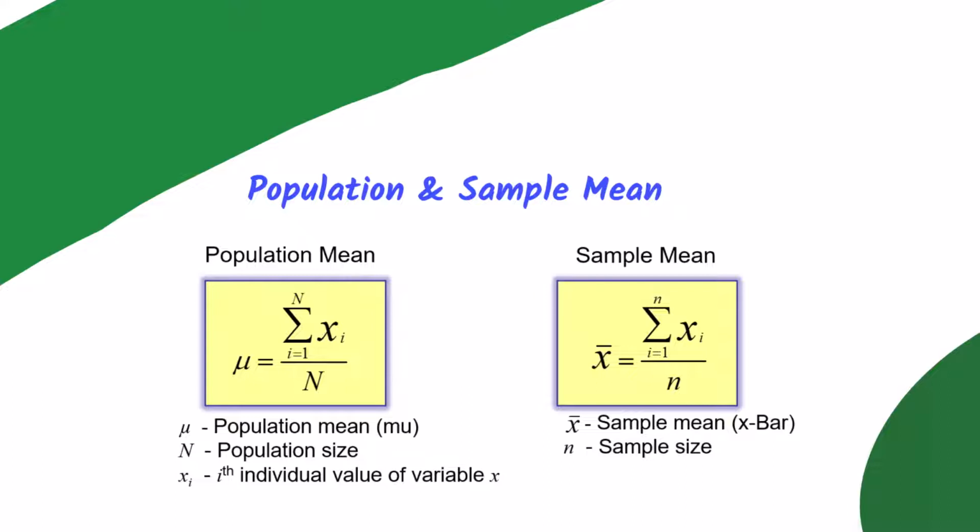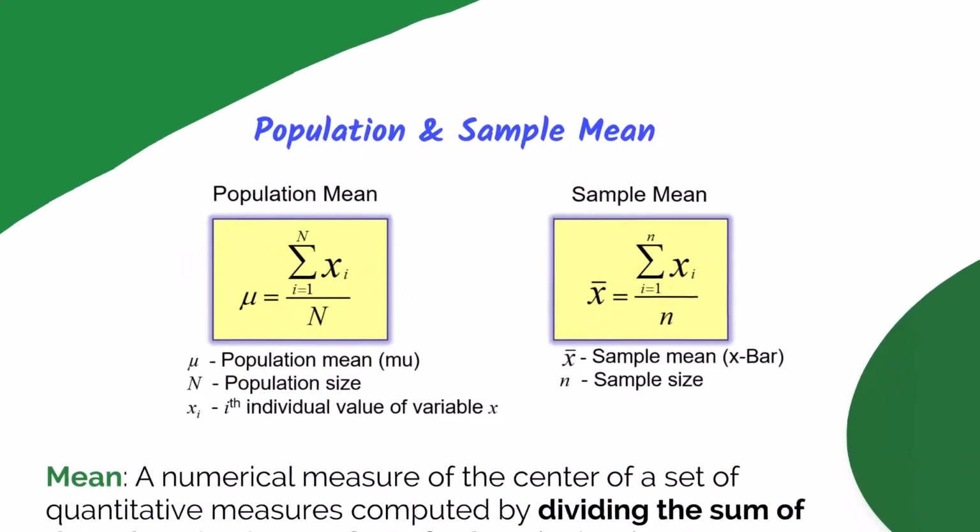Our population mean is denoted by the Greek letter mu. The summation symbol tells us that we're going to add up all of our x's, and then we're going to divide by our big N, which is our population size. Similarly, for the sample mean, we see the x bar, so we know that refers to our sample mean. It's a similar process because it also has a summation symbol, which tells us to add up all of our x's, and then divide by our lowercase n, which means our sample size.